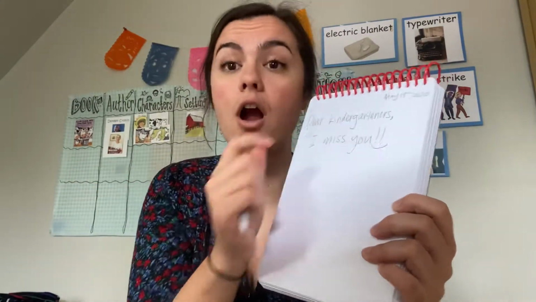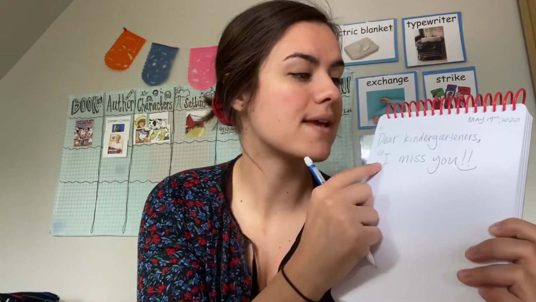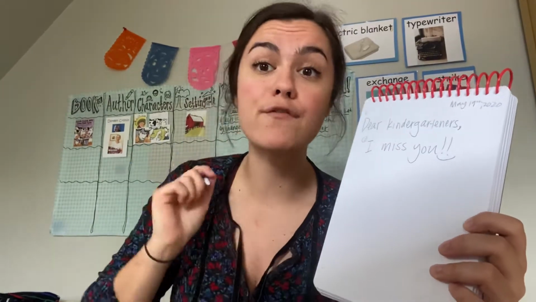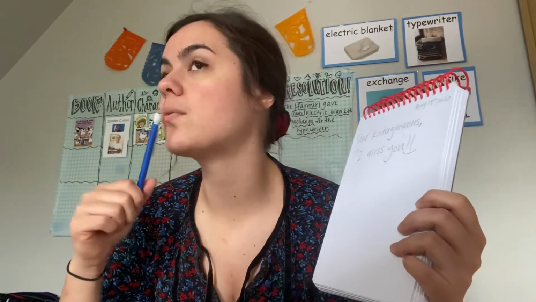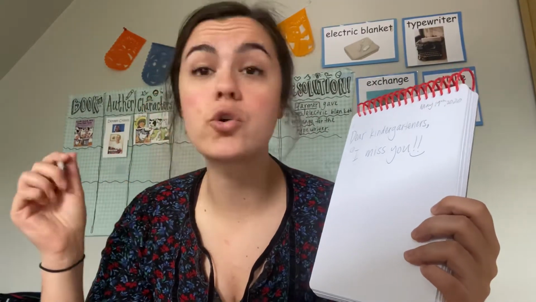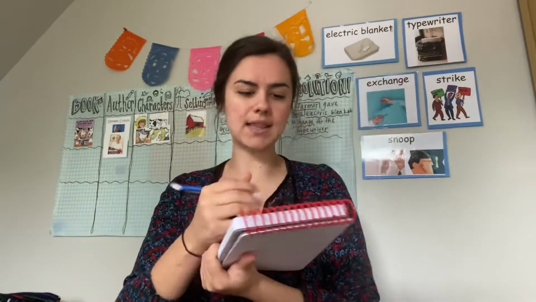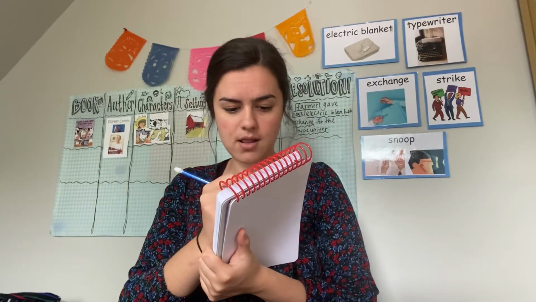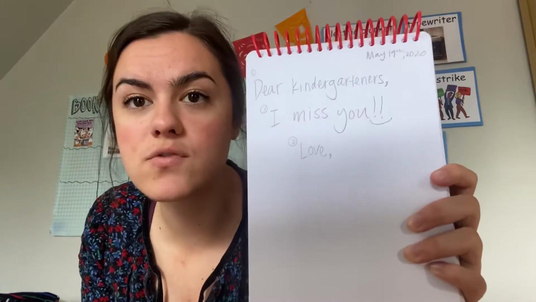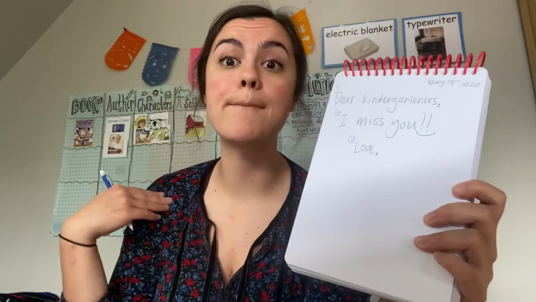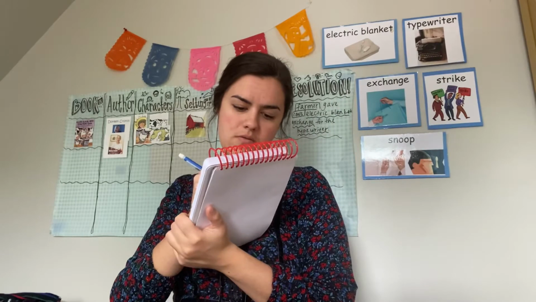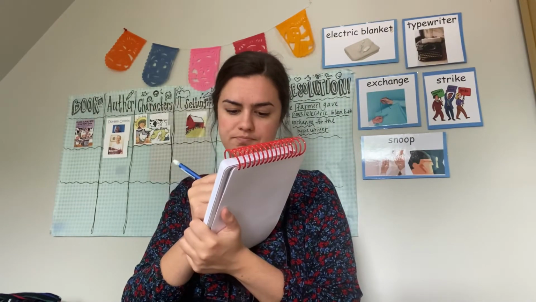So I have Dear Kindergarteners. That's who my letter is to. My message, I miss you. And then I could write from, I could write love, I could write sincerely, I could write con cariño, I could write yours truly. We got a lot of options. I'm just going to write love because I love you guys. Love. And then I do another one of those funny periods with the tail, one of those commas. So that says love. And then I write my name. Miss Steiner.